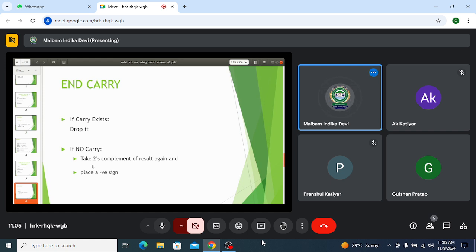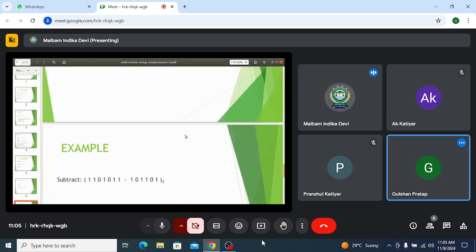When there is no end carry, the process is the same, whether it be one's complement or two's complement. If it is one's complement, you take one's complement again. If it is two's complement, you take two's complement again. The only difference is, in two's complement, if there is an end carry, you drop it. In one's complement, if there is an end carry, you add it to the least significant bit. Understood? Yes or no? Yes, ma'am.